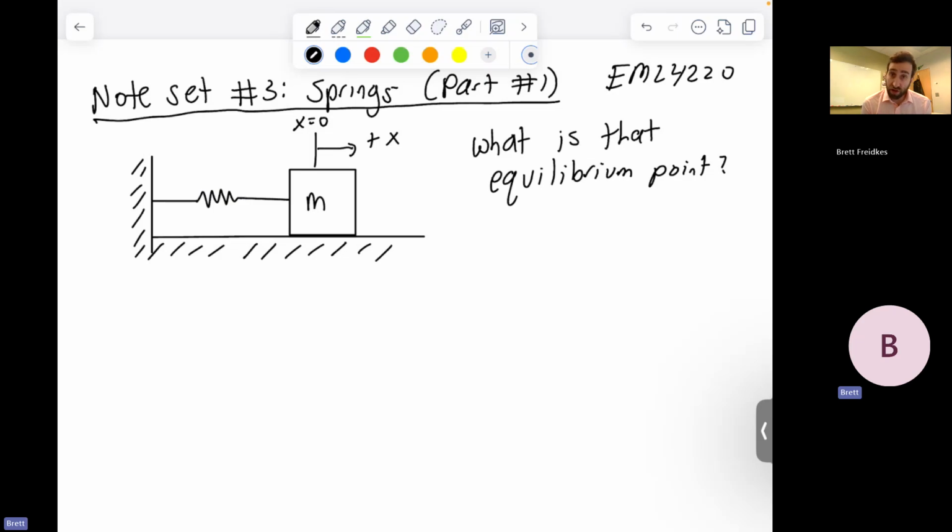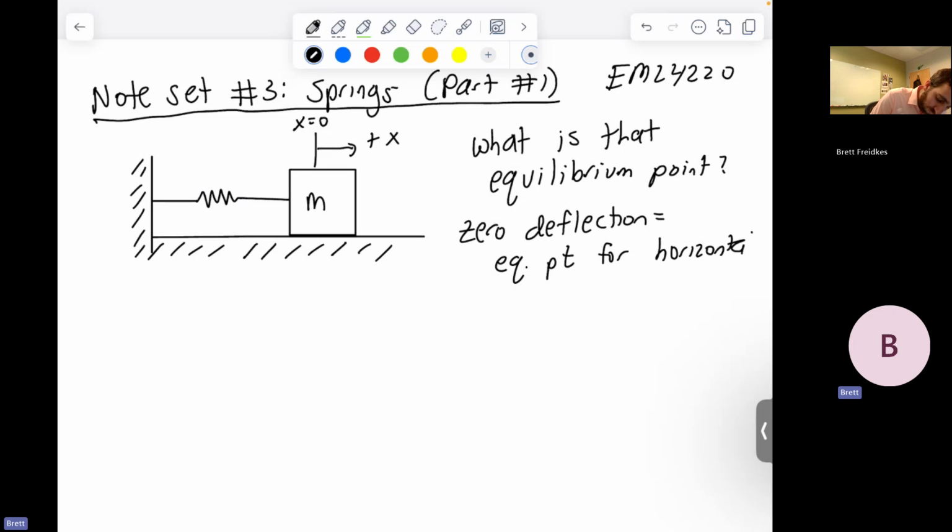Well, when it's horizontal, like we see here, we will just say that the equilibrium point is when the spring is not deflected. So zero deflection equals the equilibrium point, or let's say a horizontal system like this one. I'll say zero deflection specifically of the spring. Because yes, the mass is located at that position too if it's not moving.